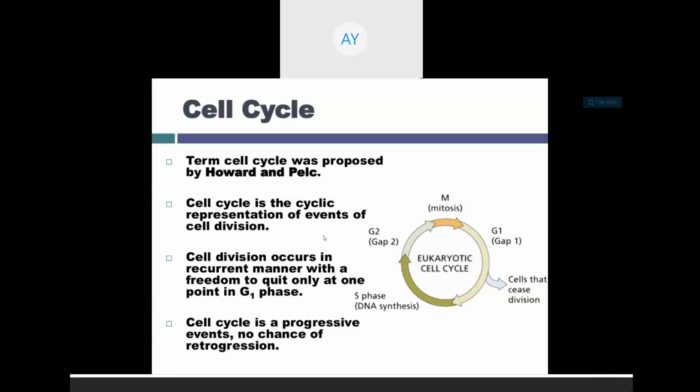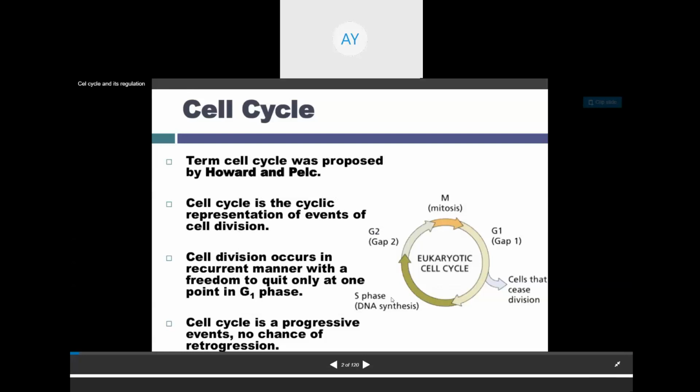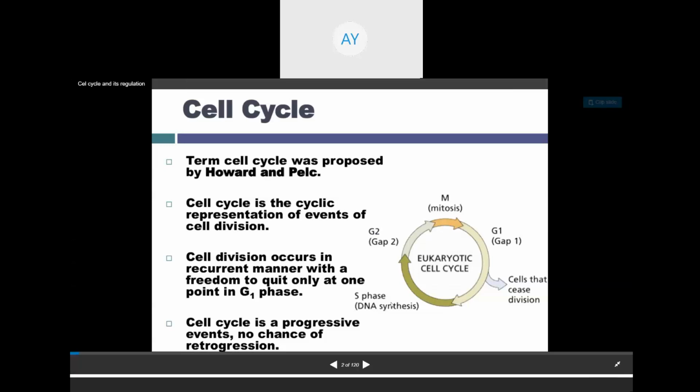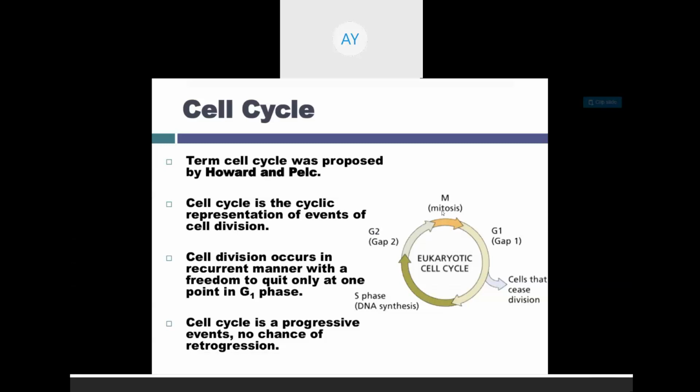What are the different stages of cell division? G1 phase, S phase, G2 phase, and M phase. M phase means mitotic phase. So it is a cyclic representation of the cell cycle events. That is, they are divided into G1 phase, that is gap 1 phase, then S phase, then G2 phase, and then M phase, that is the actual division phase, that is mitosis or meiosis.